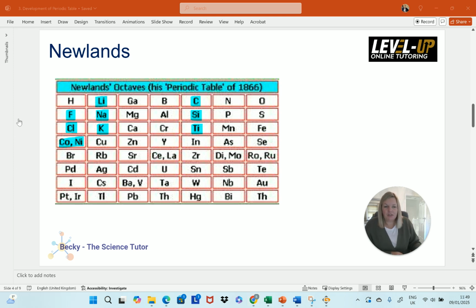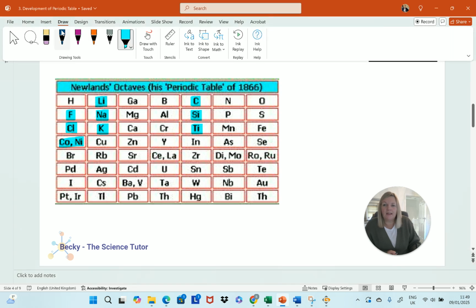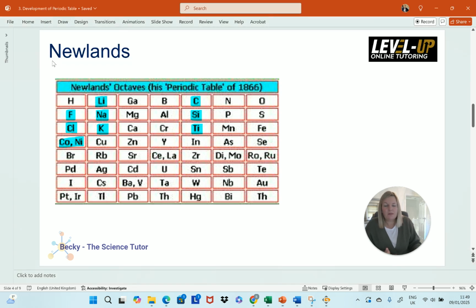Okay, so let's just make a note of some of the things that Newlands did and then why he wasn't believed, why other scientists didn't trust him. So as I said, he went for the law of octaves. Other scientists were a little bit critical of this because we don't have a clear division of metals and non-metals for starters. So we've got no clear division.